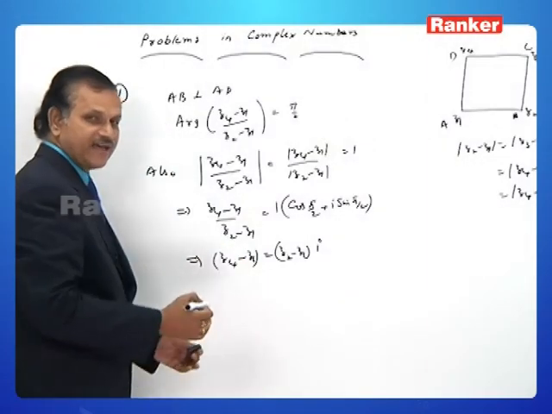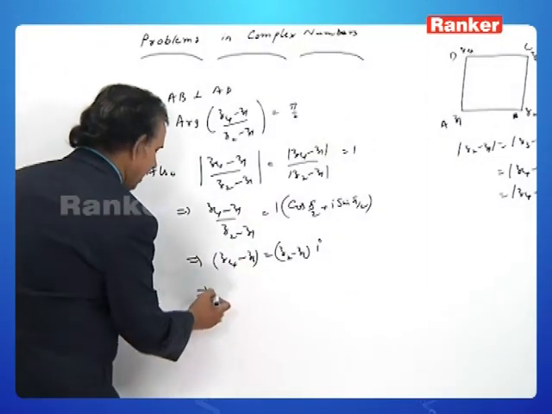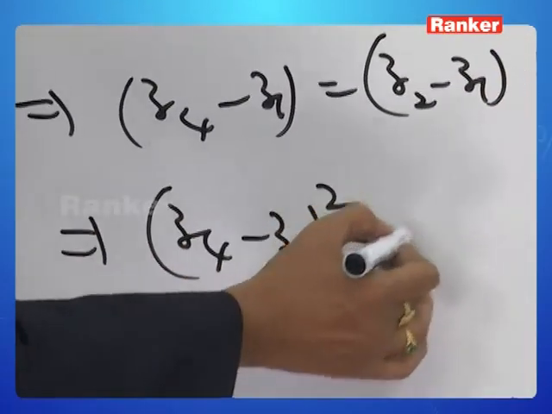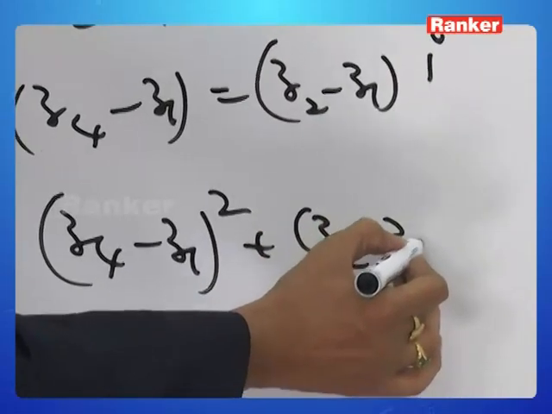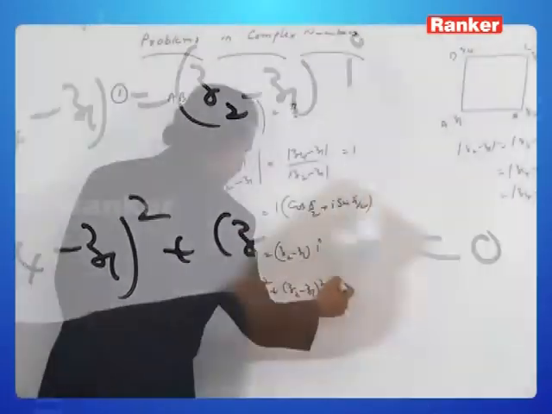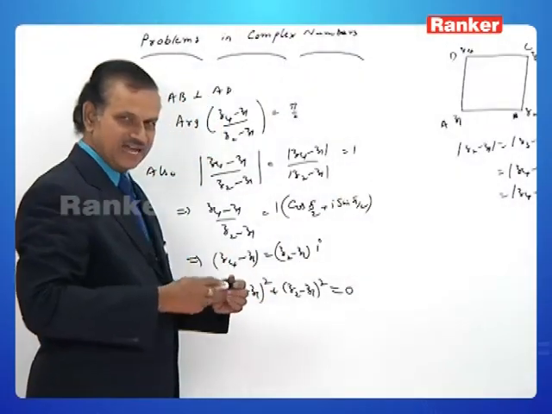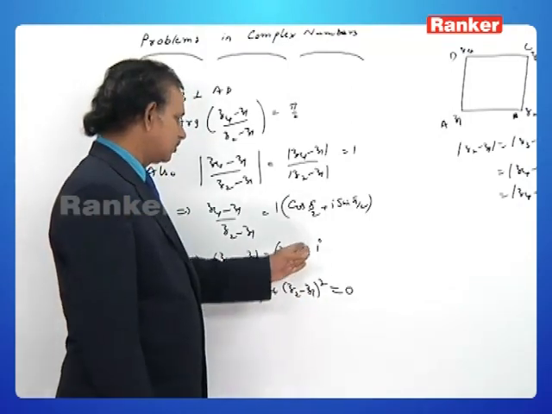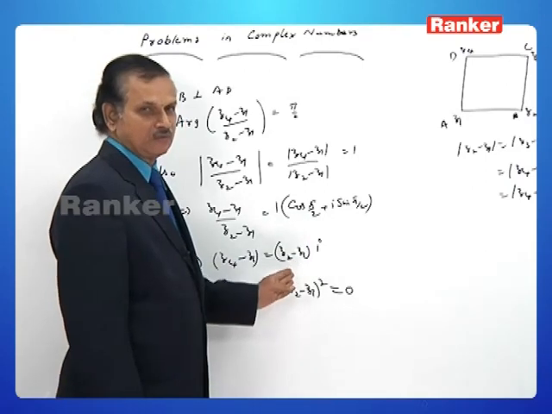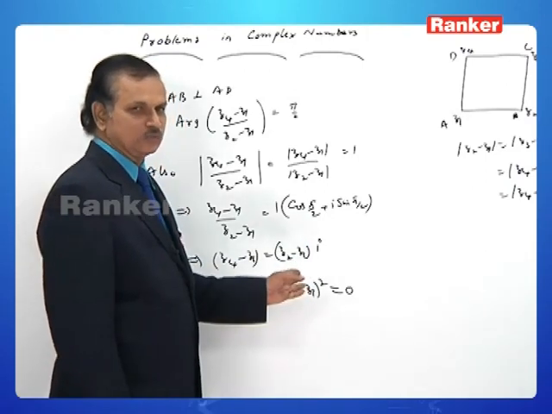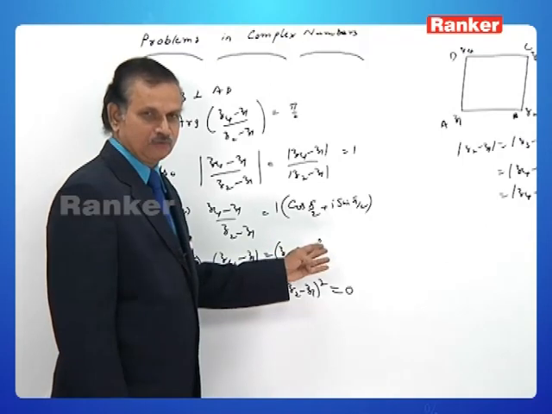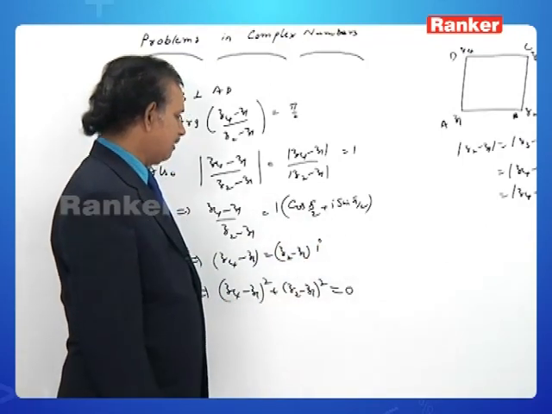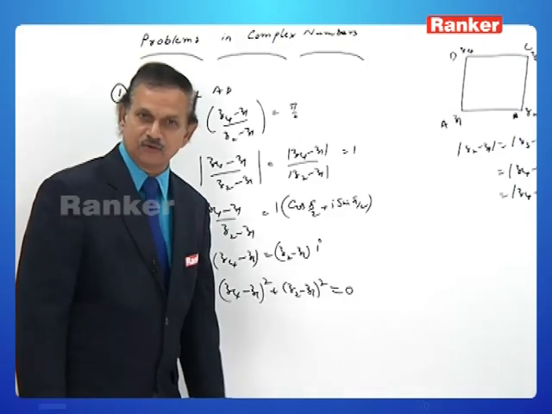Now let us square it on both sides. What is going to happen? (Z4 minus Z1) whole square plus (Z2 minus Z1) whole square is equal to 0. How does it happen? If you square it on both sides, (Z4 minus Z1) whole square is equal to I square into (Z2 minus Z1) whole square, but I square is minus 1, hence it is minus of (Z2 minus Z1) whole square. Bring it here so that we have (Z4 minus Z1) whole square plus (Z2 minus Z1) whole square is equal to 0.